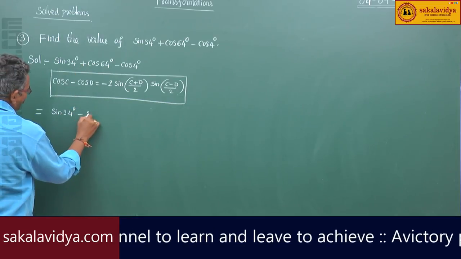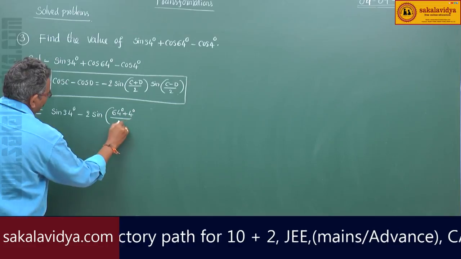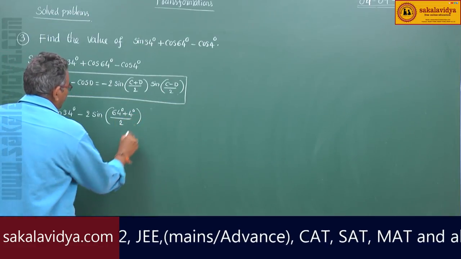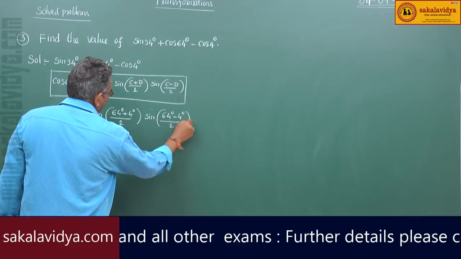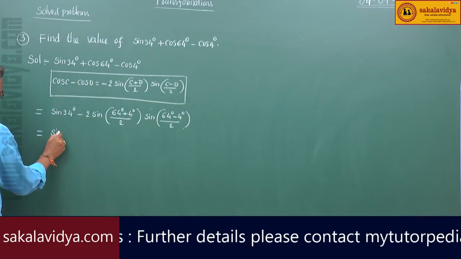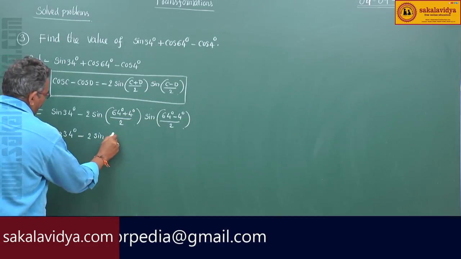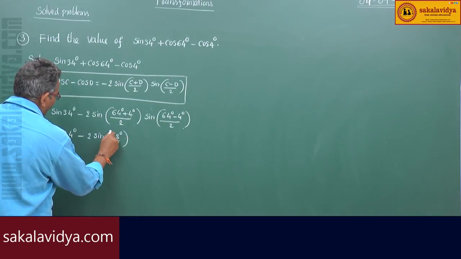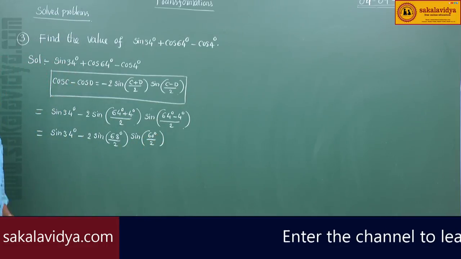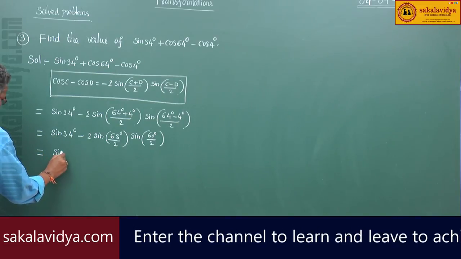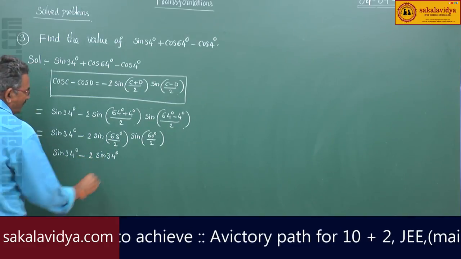So sin 34 degrees, this will be minus 2 sin of 64 degrees plus 4 degrees by 2, am I correct? And sin of 64 degrees minus 4 degrees by 2. This is sin 34 degrees minus 2 sin of 68 degrees by 2, sin of 60 degrees by 2. Now, sin 34 degrees minus 2 sin 34 degrees, this will be sin 30.